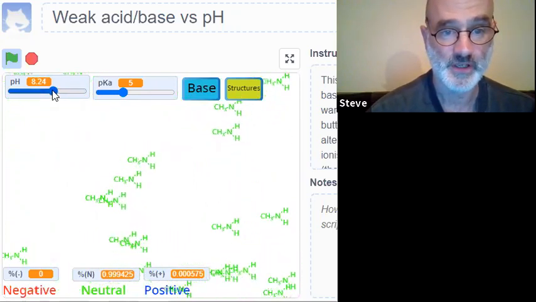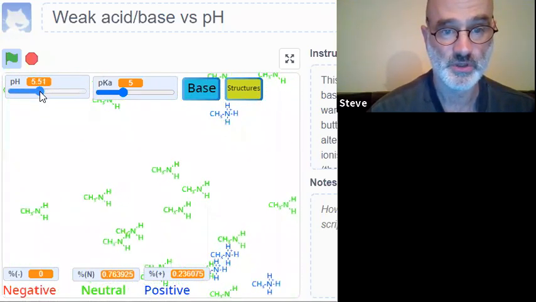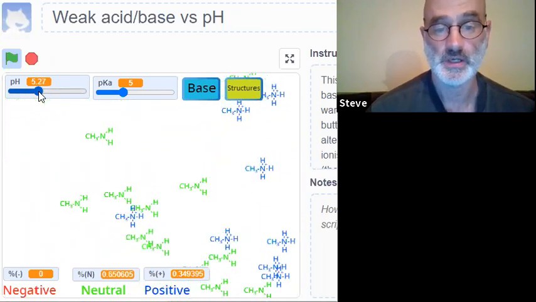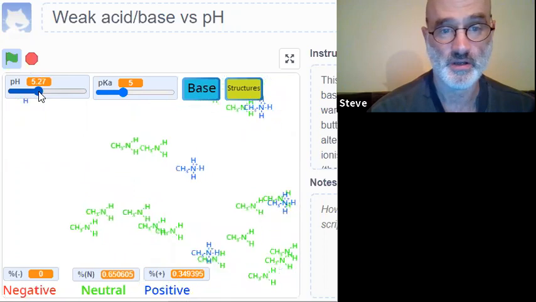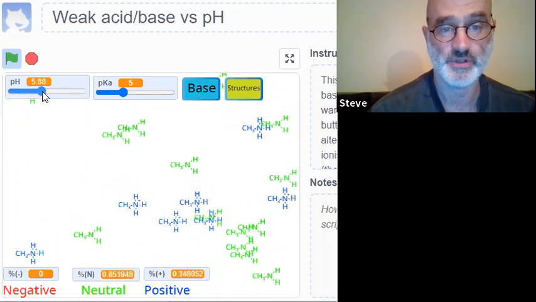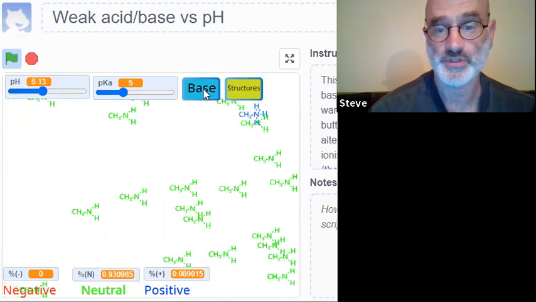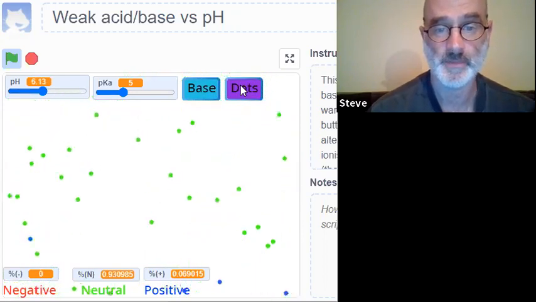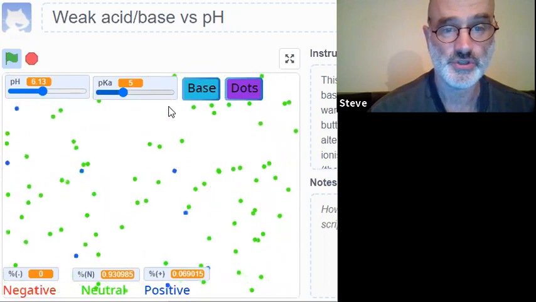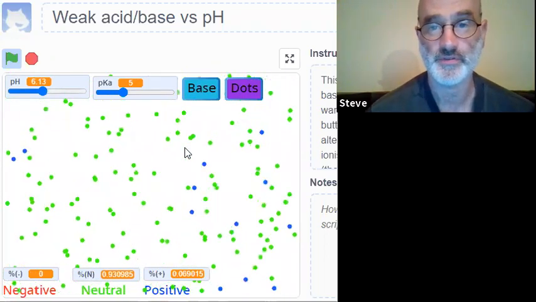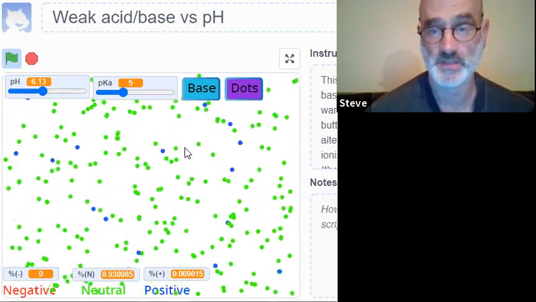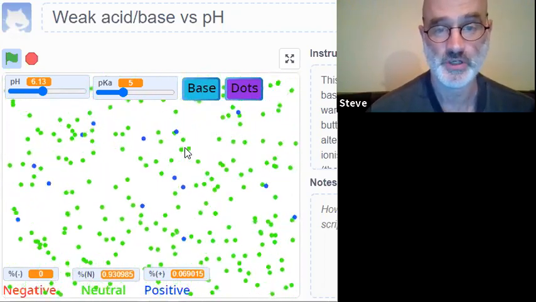Then if I take the pH down closer to the pKa, you can see that some of the blue protonated structures are now diffusing around. Let me go back to the dots. What I really wanted was for students to have the experience of what the difference between the acids and the bases would be, because this is a principle that we try quite hard to get across.